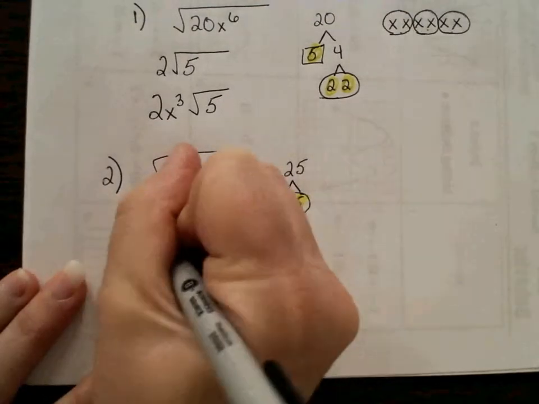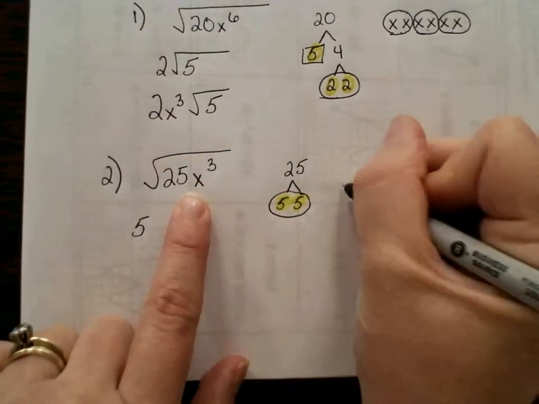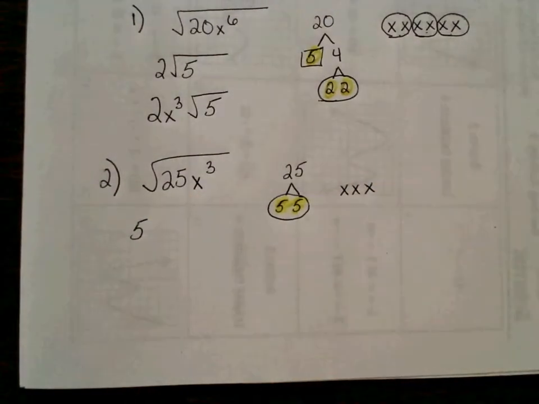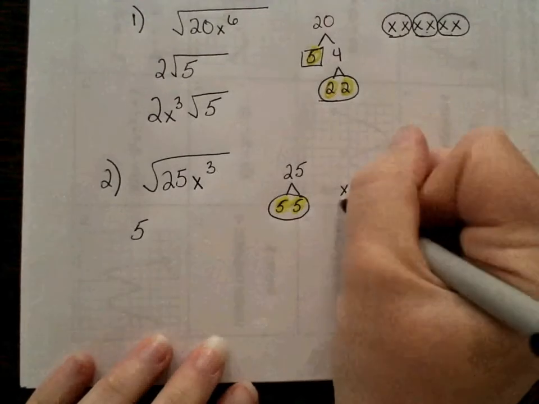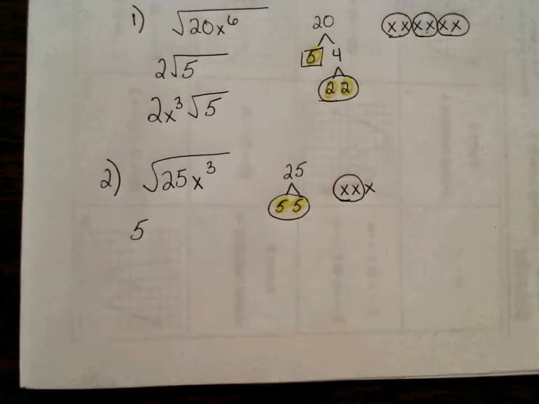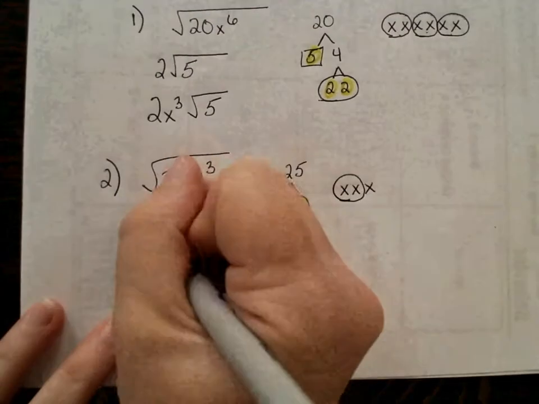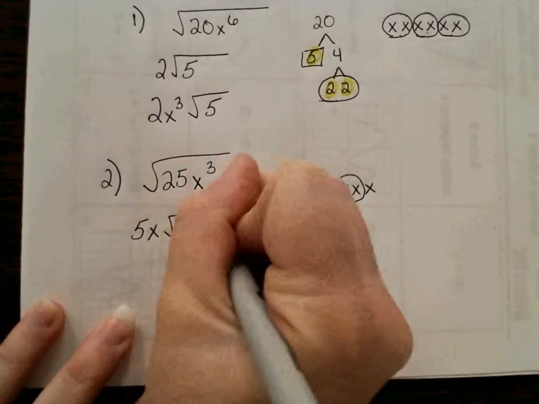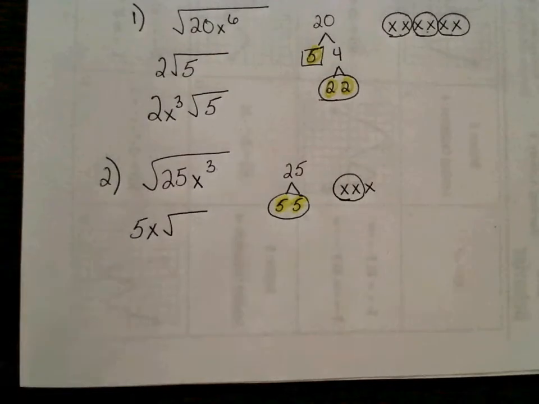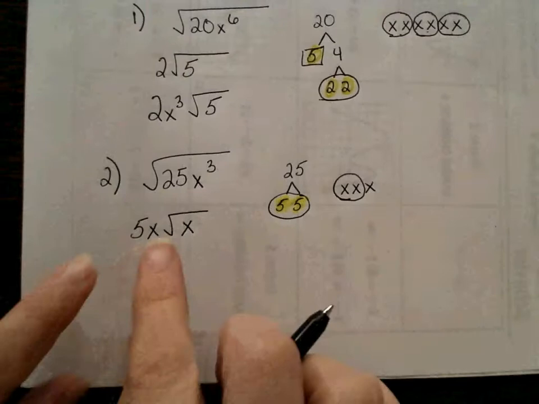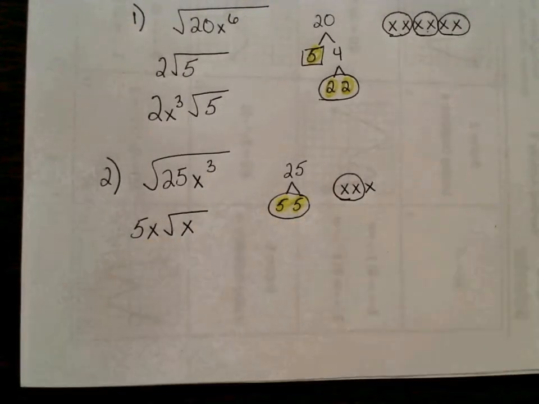Now, I have x cubed, so that's x, x, and x. How many groups can I make? One group. So on the outside, I'm going to put how many x's? 1x. And on the inside, how many x's? 1. So what happens to that 5? The 5 is just outside because 25 is a perfect square. It's just one number that you pull out?